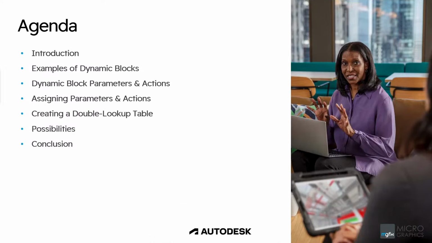Our agenda for today will be an introduction, some examples of dynamic blocks, dynamic block parameters and actions explained, and how to assign those parameters and actions. Then we'll delve into a lovely example that will make use of all of those things that we've discussed, and we will be creating a double lookup table. Afterwards we'll discuss some of the possibilities, and then we'll end with the conclusion. At any time, you're welcome to pop a question into the live chat, and I'll do my best to answer it for you.